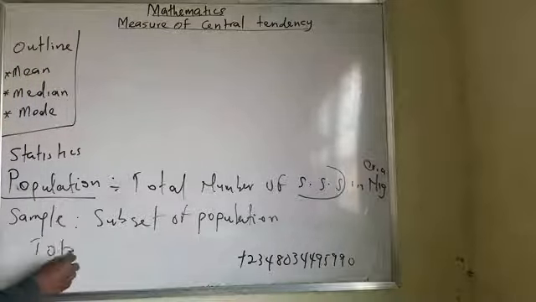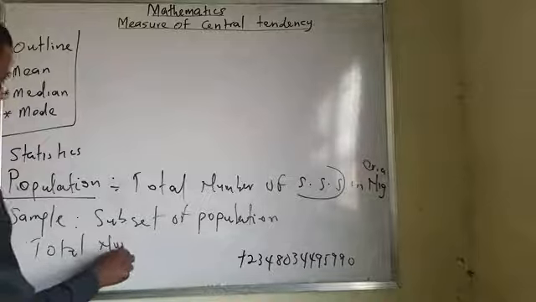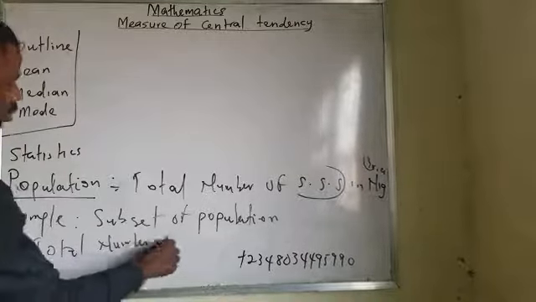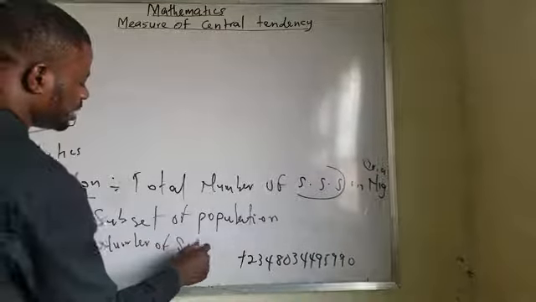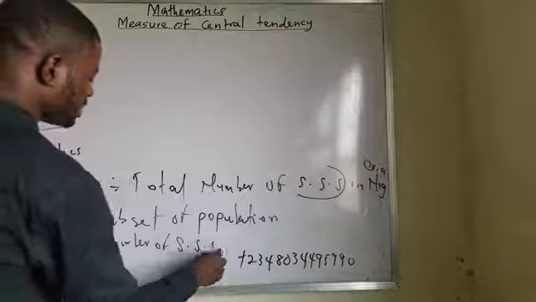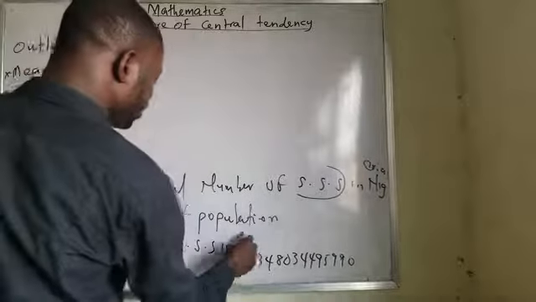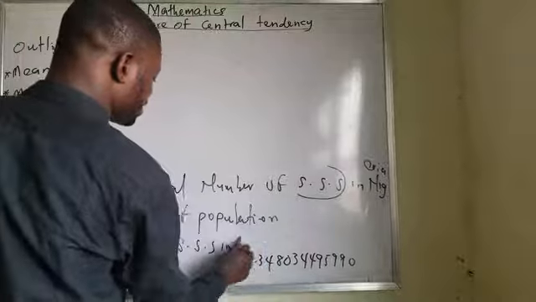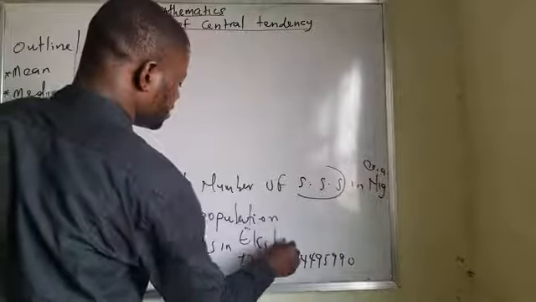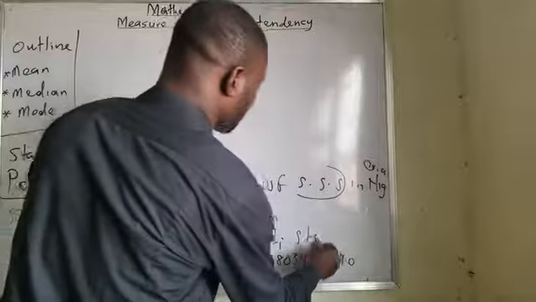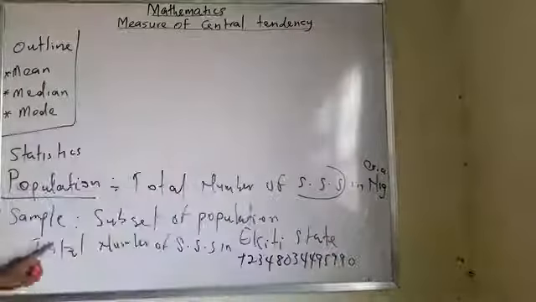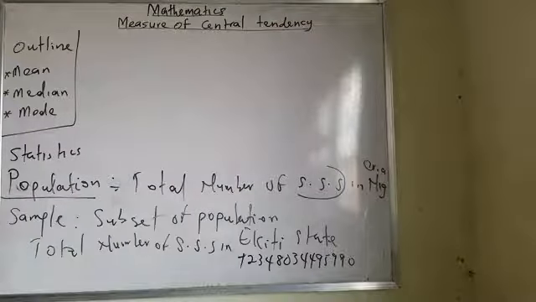Now, if I want to talk about a subset of the population of secondary school students in Nigeria, I could take the total number of senior secondary school students in Lagos State or Ekiti State. Let me use Ekiti State. Now, Ekiti State, this will become a sample.